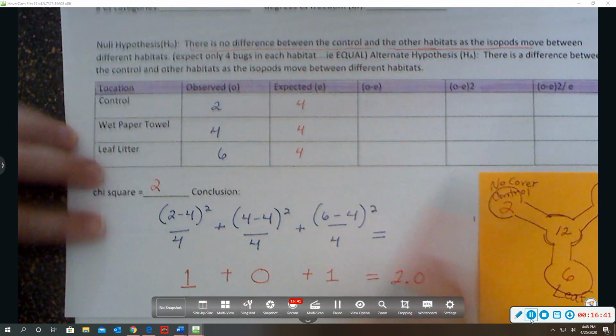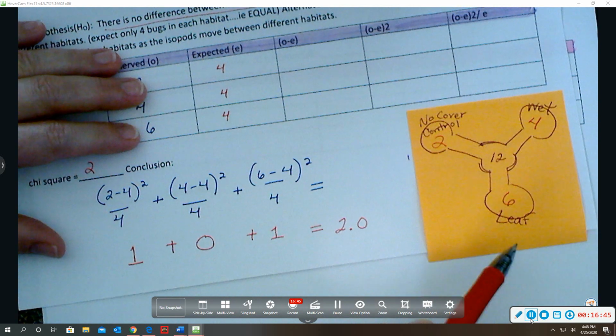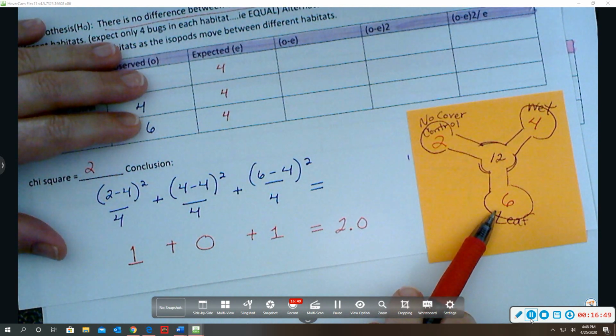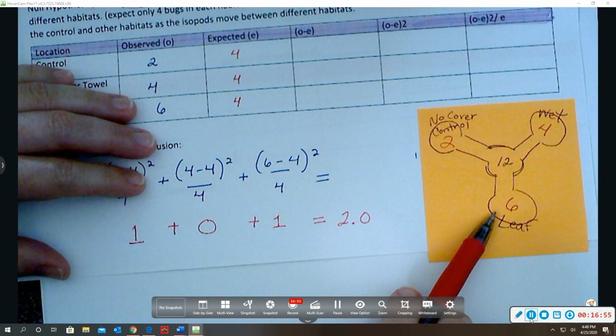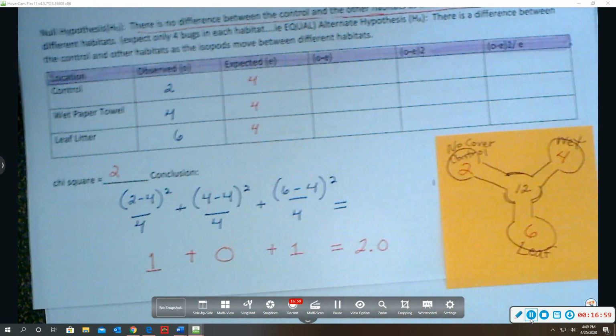So that means having 2 more of them go down in here to the leaf litter. That's really not enough for me to say isopods prefer leaf litter. That's just not enough. It's not statistically significant. All right.